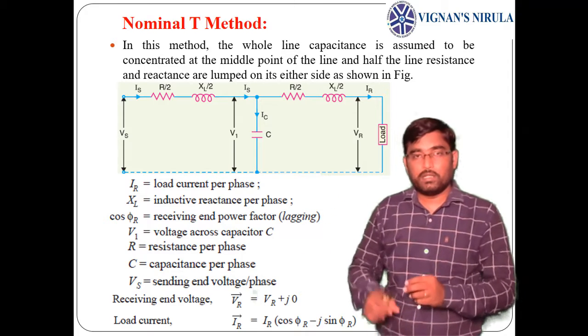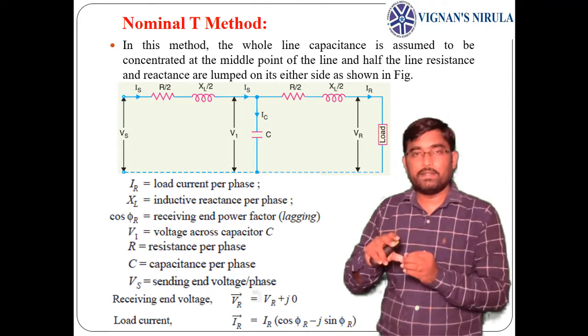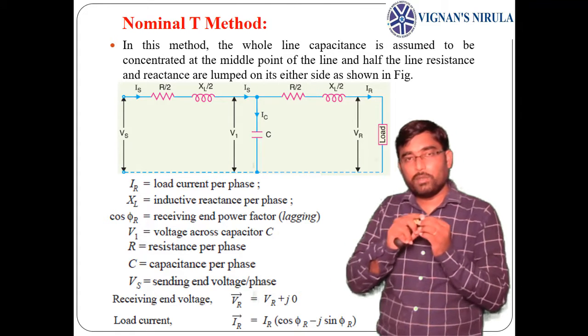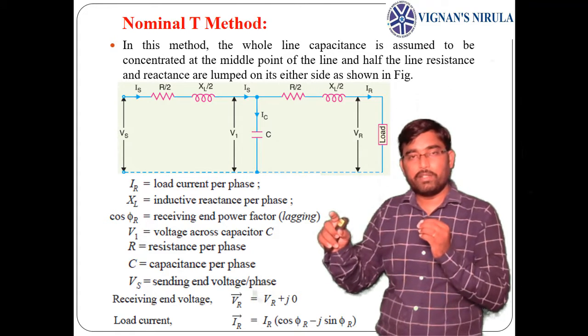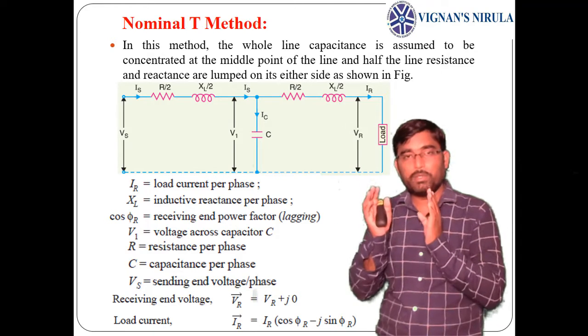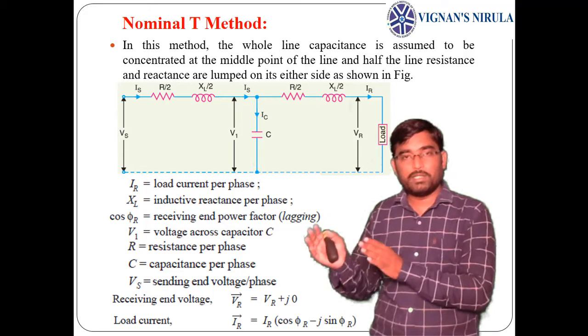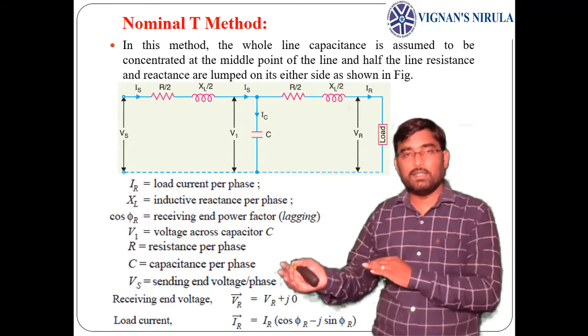I repeat, the total shunt capacitance will be taken as a lumped parameter at the midpoint of the transmission line, and the series impedance will be divided into two halves. The first half is between the sending end and the shunt capacitance. The second half is between this capacitance and the receiving end.